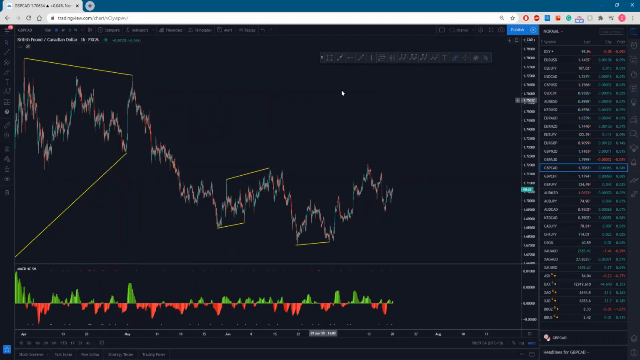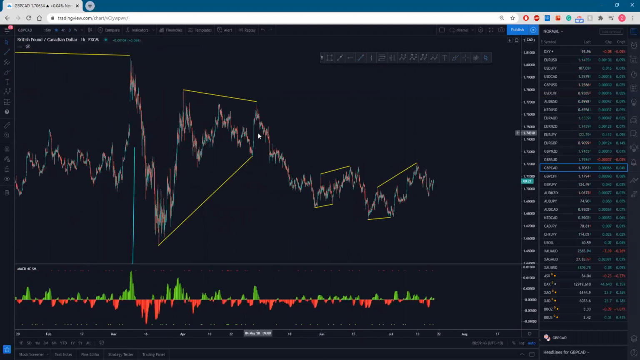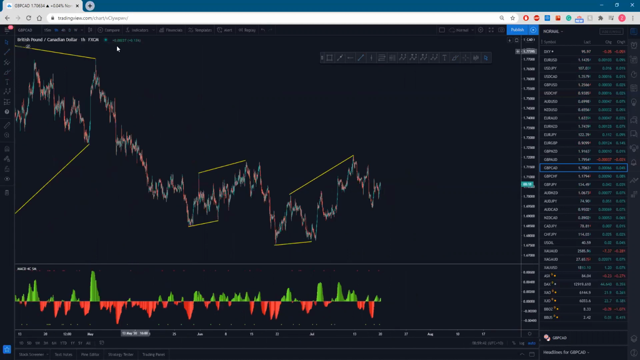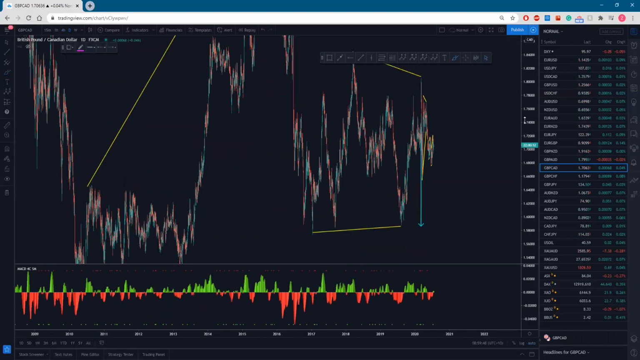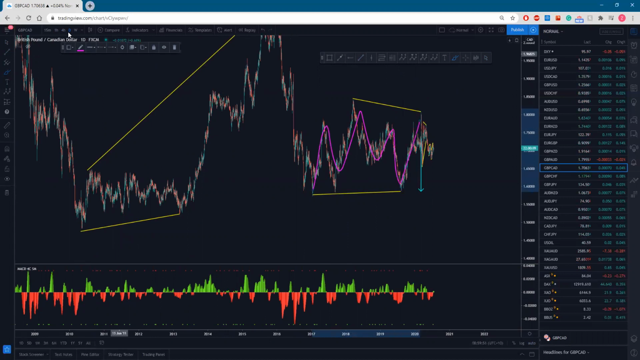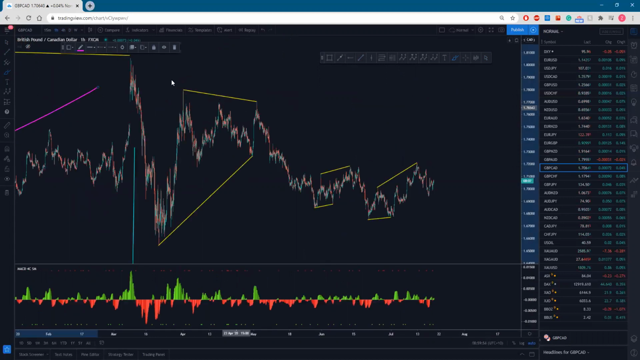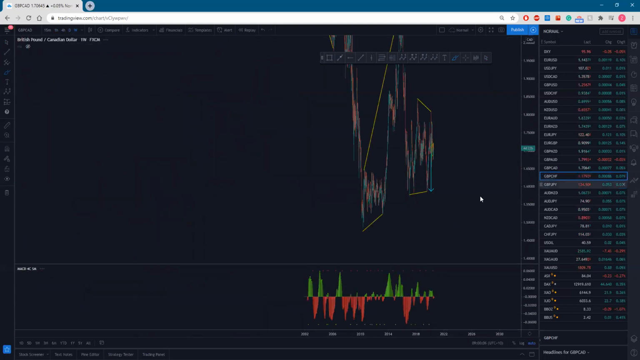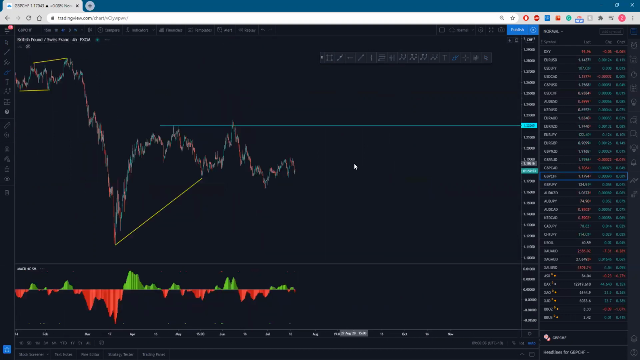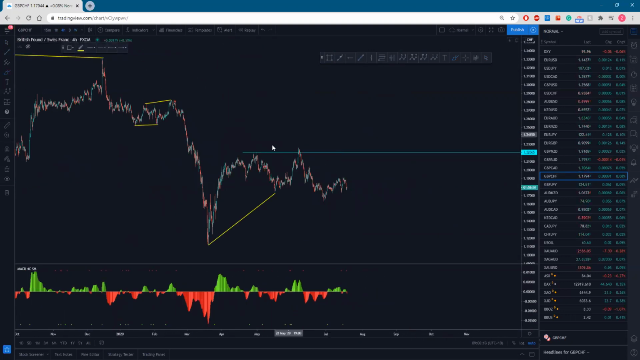Okay, pound CAD. I've been looking to sell pound CAD. Almost guaranteed more downside. So on a daily chart, we've got A, B, C. And if I move to here, we've got a 1, 2, 3 correction, more down. Pound Swiss, similar setup. So I'd be looking for more sellers here.